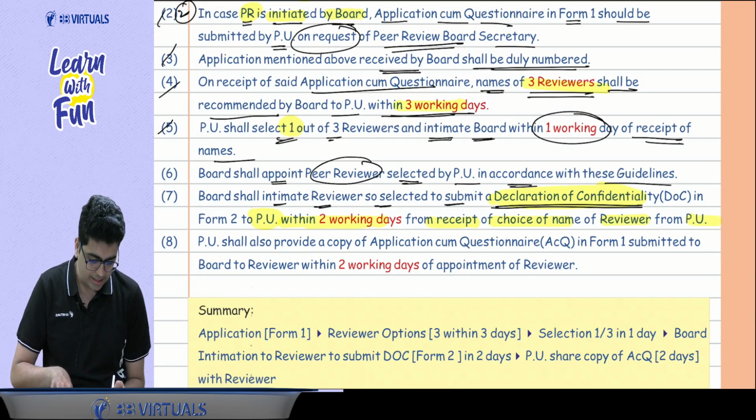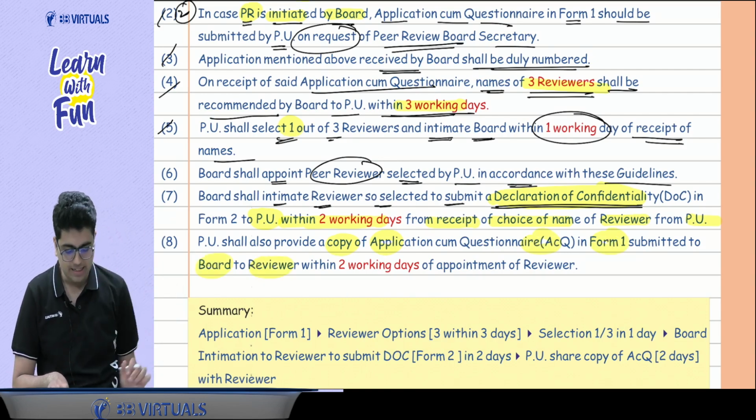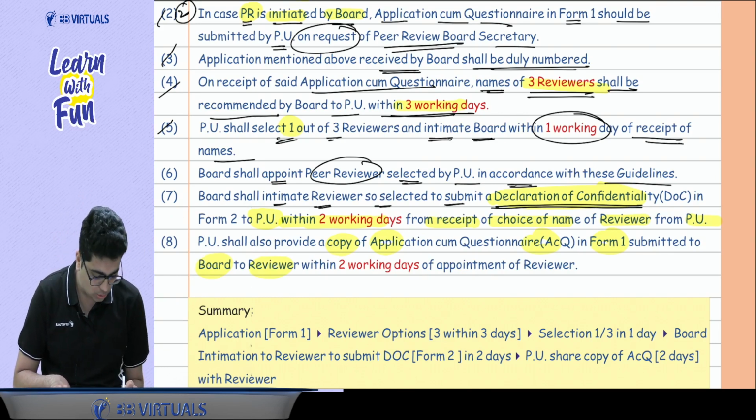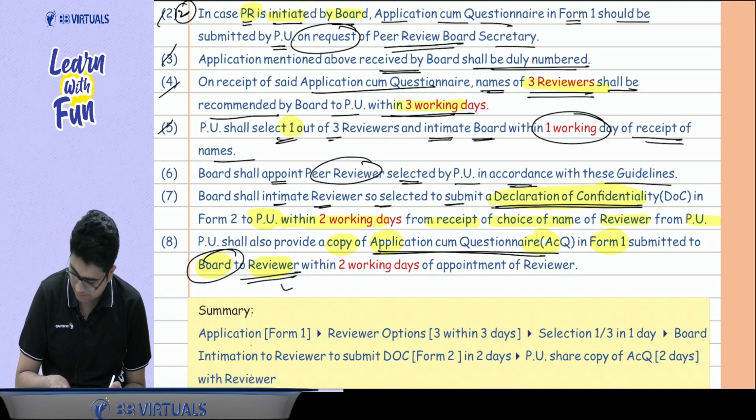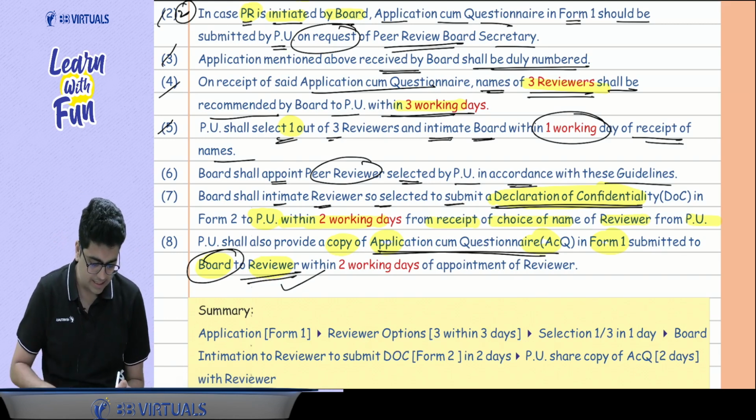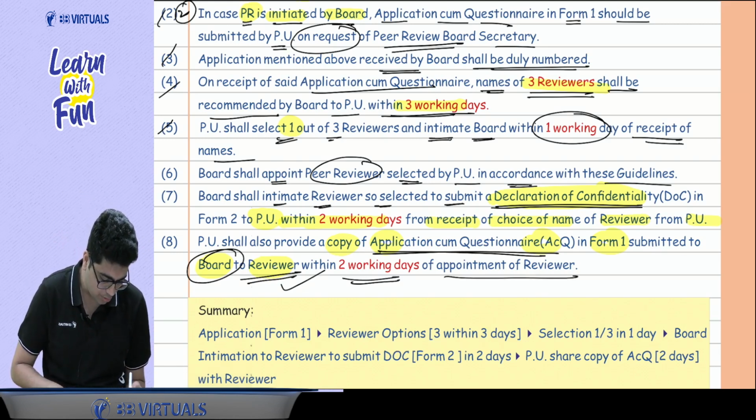Practicing unit shall provide a copy of application cum questionnaire in form number 1 to the reviewer. Basically, that ACQ which it submitted to the board will be submitted to the reviewer also. Sir, within how many days? Within 2 working days of the appointment of reviewer.